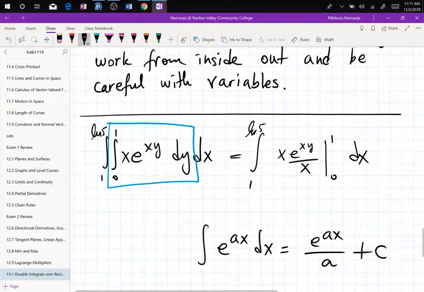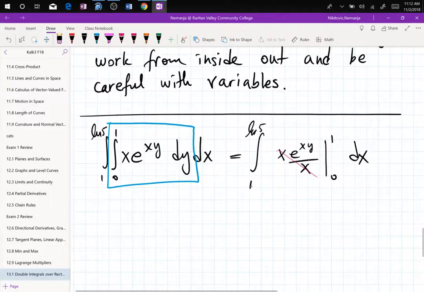Well, now your variable is y, which makes x a constant, and this x is a constant as well. So you copy the constant x, which is this one, but when you take the integral here, the constant that was a before is now x, and it goes down. And now they cancel. So these guys will cancel. I don't need this anymore. And we can compute the inner integral as e to the xy computed from 0 to 1 dx.